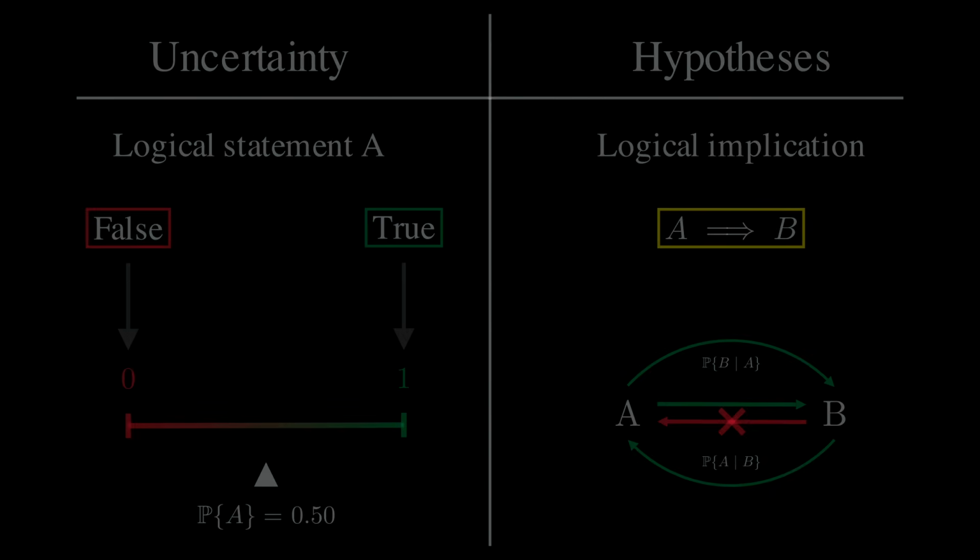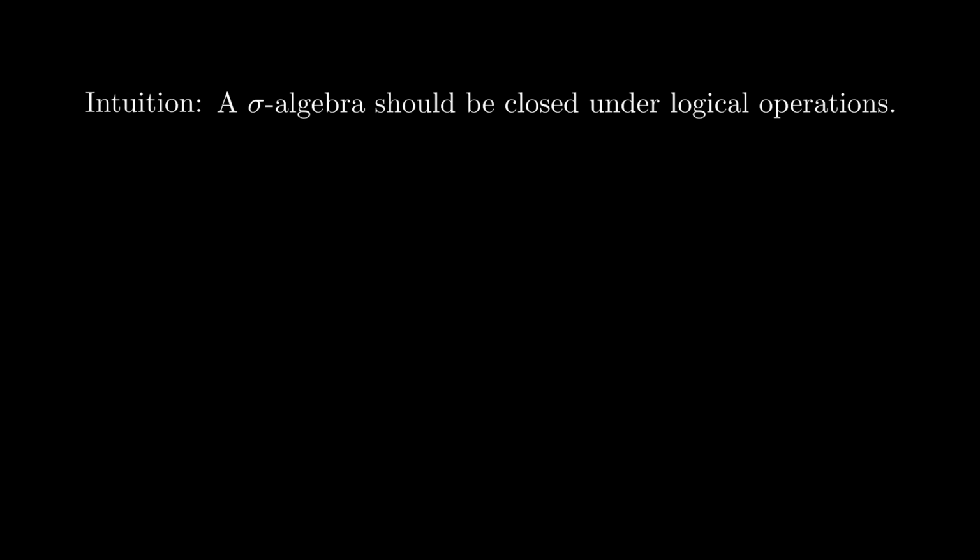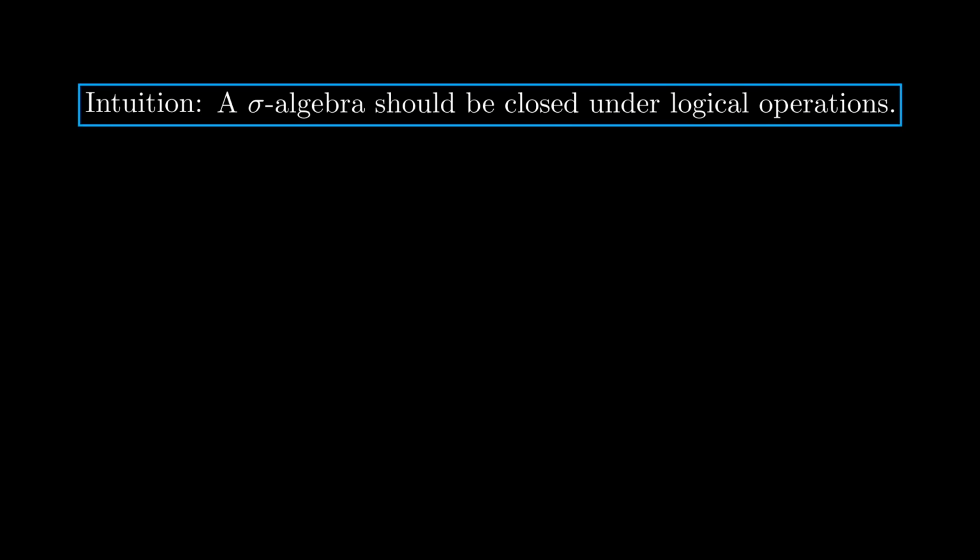So, why do I tell you about all this? Since probabilistic reasoning can be seen as an extension to logical reasoning, but probability measures are defined on sets, we have to translate the operations of logic into operations between sets. And the idea behind sigma-algebras is simply to make sure that this translation is consistent, so we can reason about uncertainty just as logically as we reason about truth.